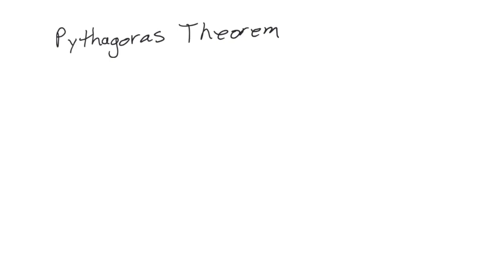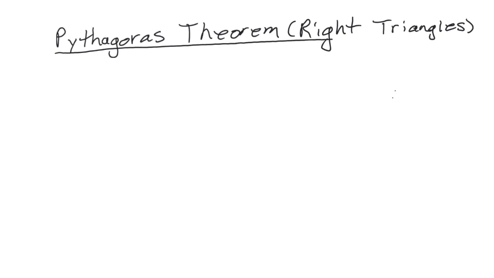Pythagoras theorem actually talks about right triangles. Okay, now the rule is this. If I have a triangle that looks like this, notice that I have this little 90-degree angle here, right?